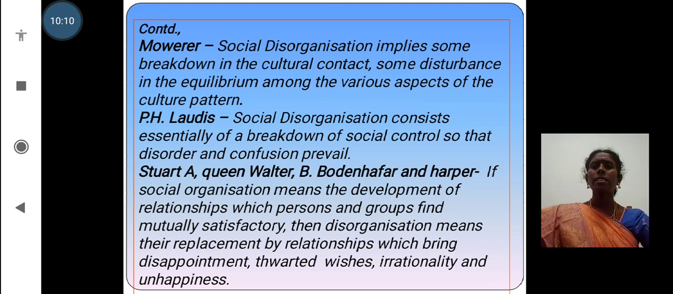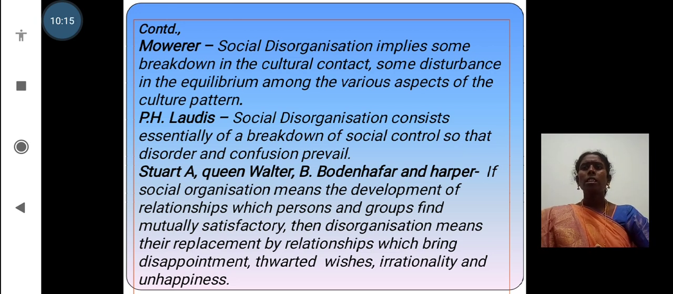Then P. H. Landis says social disorganization consists essentially of a breakdown of social control so that disorder and confusion prevail. Because human beings deviate from normal behavior, they have a breakdown of social control, and so disorder and confusion prevail in the process of social disorganization.